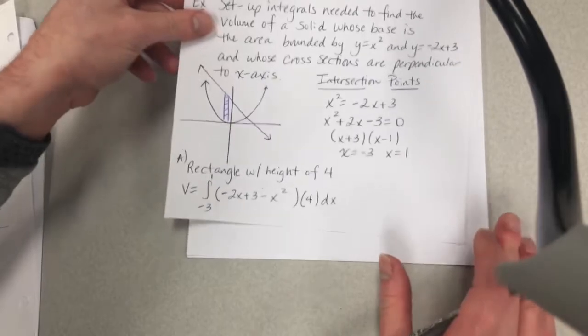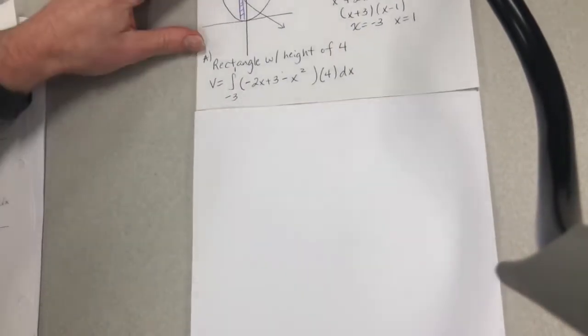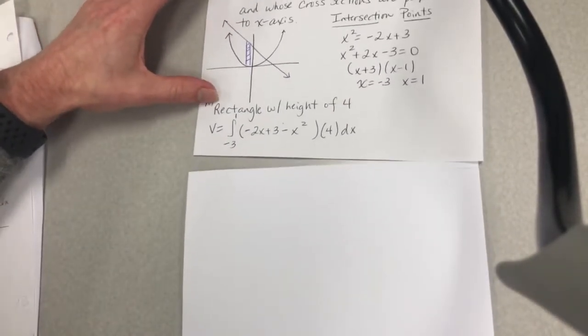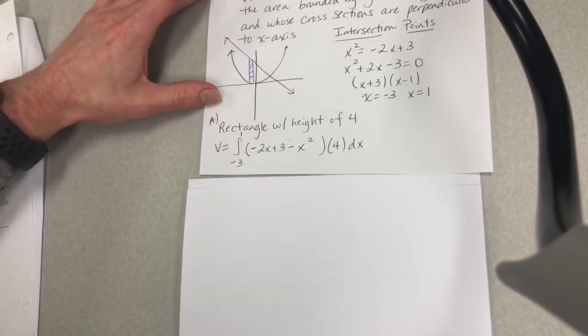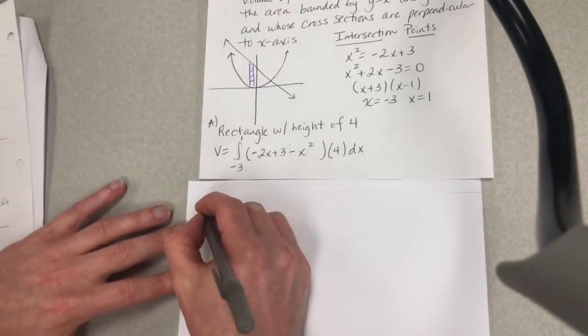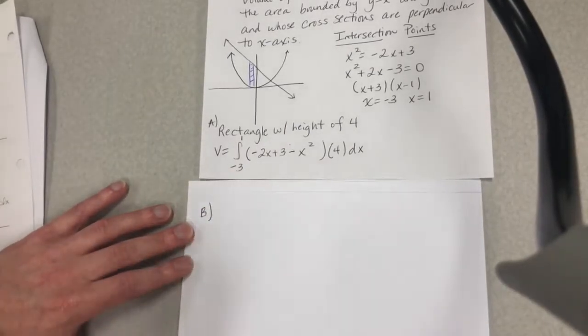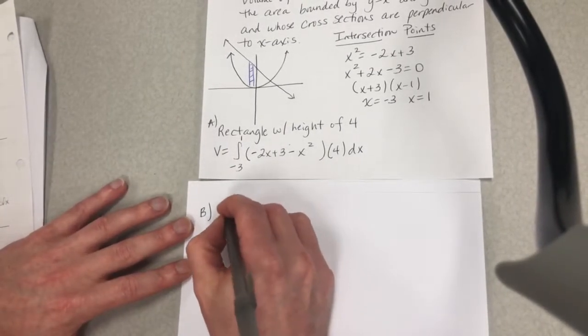Now, we're going to use the same region. Part B: let's find the volume if they're semicircles.